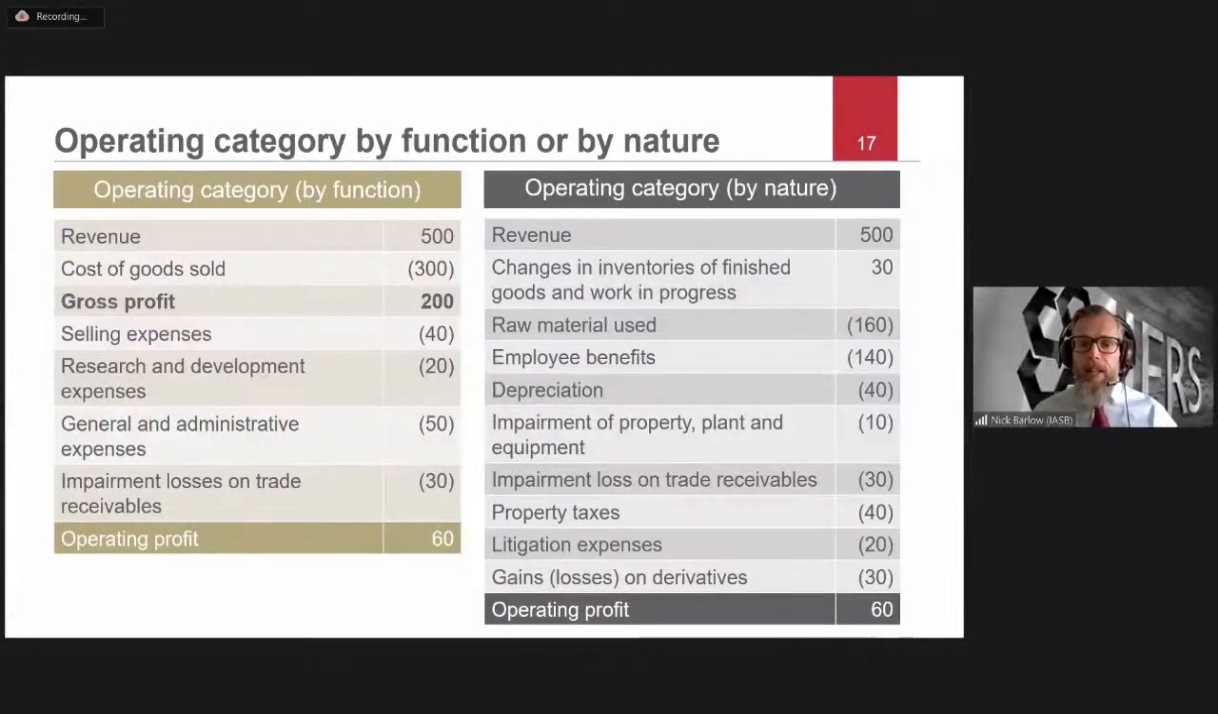In this example, we can see on the left side an entity presenting by function. So we have a number of functions: cost of sales, selling, research and development, general and admin. And then we can see here how, when there's a minimum line item, such as impairment on trade receivables, that line item is also presented coming to the subtotal. This entity would then present in the notes the by nature analysis, which is demonstrated on the right side. And we can see again that inputs level distinction: the raw materials, employee benefits, etc.